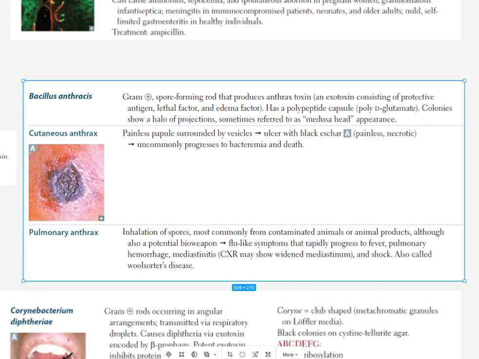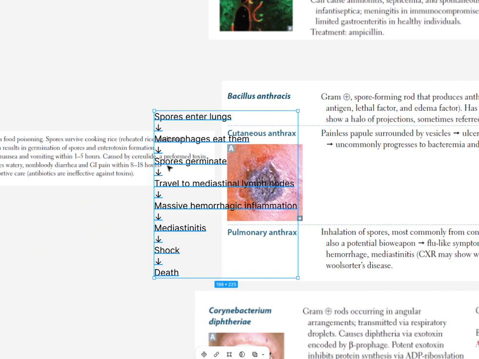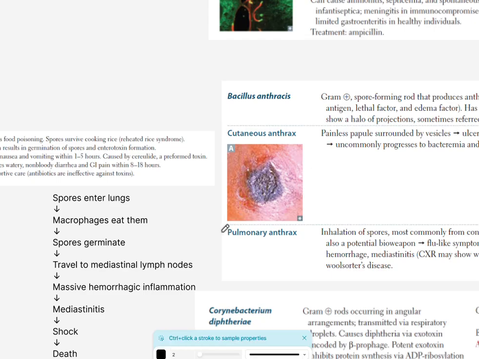So that's something you would want to remember. And this is basically known as wool sorter's disease, right? I told you it's in sheep. So this is how the spores enter the lung. I should classically make this here. Okay, so that's your pulmonary anthrax.